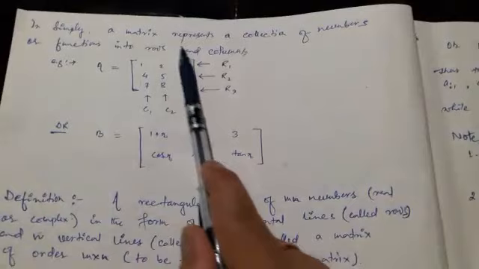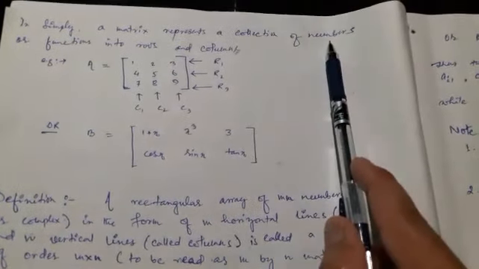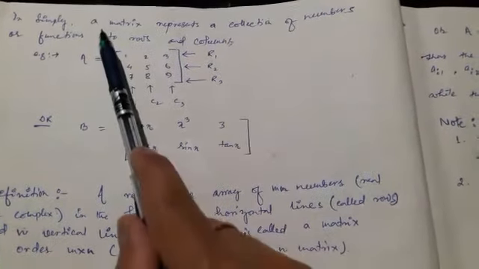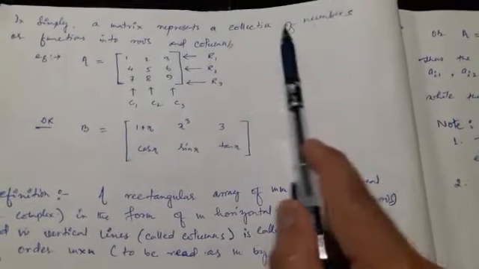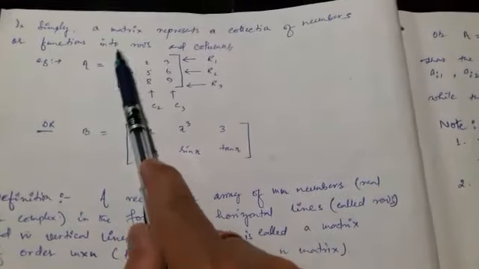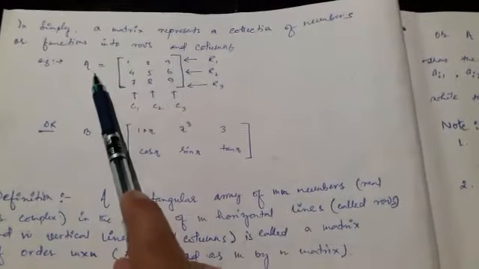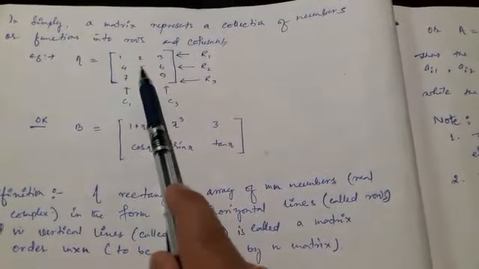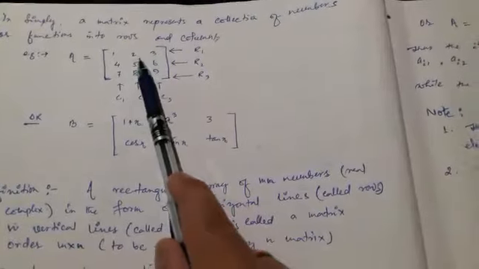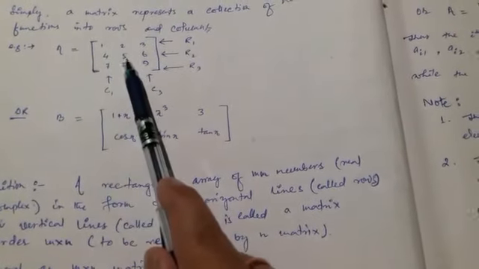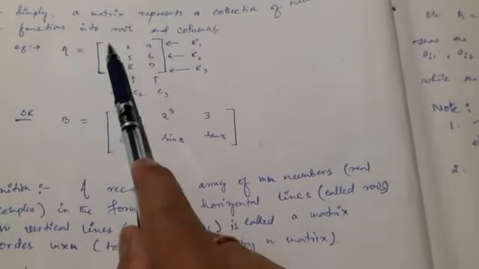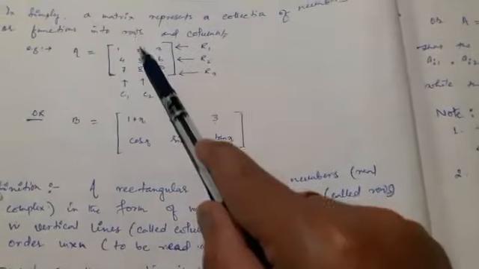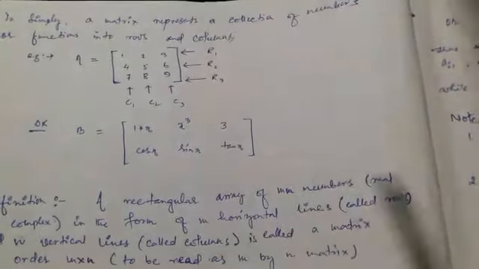Simply, a matrix represents a collection of numbers or functions in rows and columns. For example, a matrix A. I'm taking the numbers only: 1, 2, 3, 4, 5, 6, 7, 8, 9. These are the elements or entries of the matrix A. This is the first row, second row and third row. This is the first column, second column and third column.